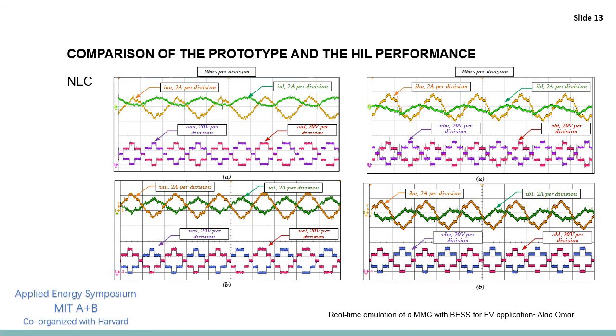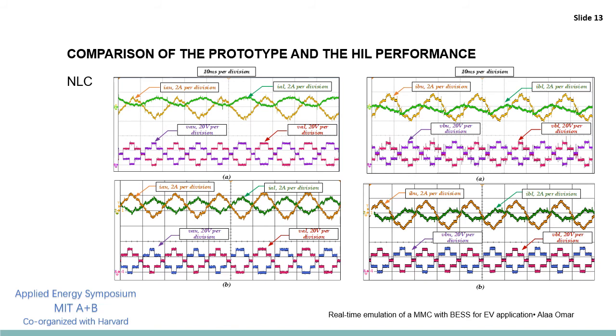In the prototype and hardware in the loop, 2 switching methods are used: the nearest level control method and the phase shifted PWM method. In the nearest level control method, the duty ratio is 0.8, as shown in the figure to the left. In sub-figure A, the prototype arm currents and voltages in phase A are shown. The duty ratio is increased from 0.8 to 0.9 to test the dynamic performance of the converter. The hardware in the loop result is shown in sub-figure B.